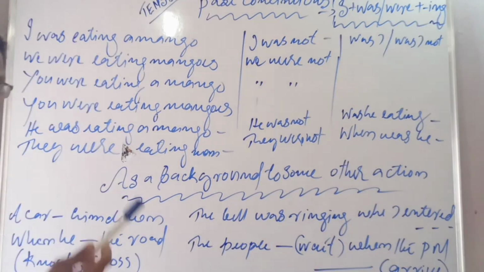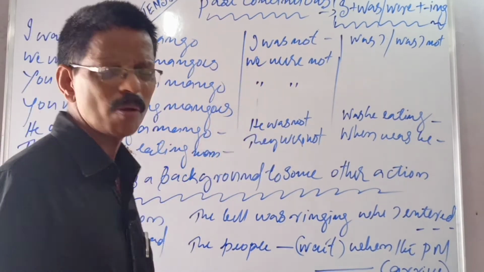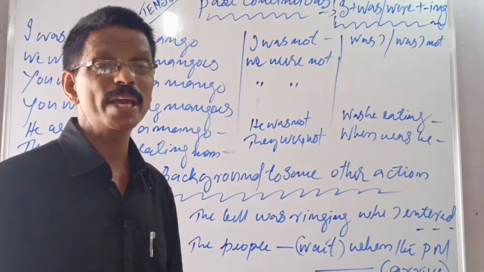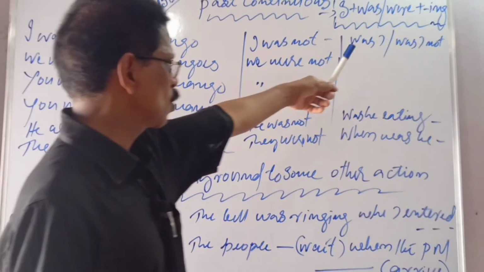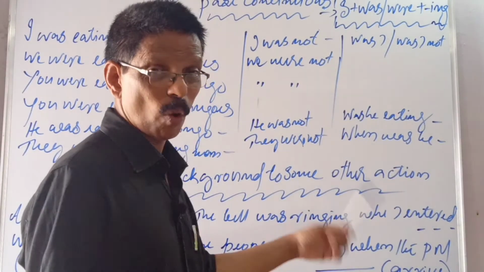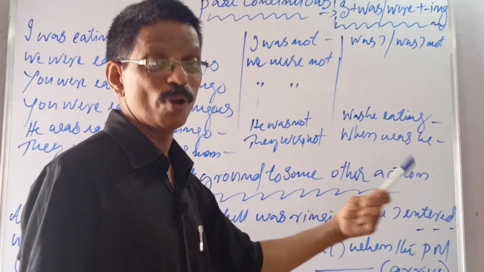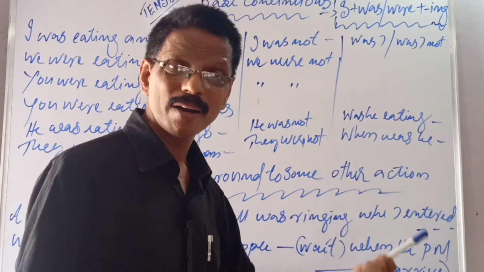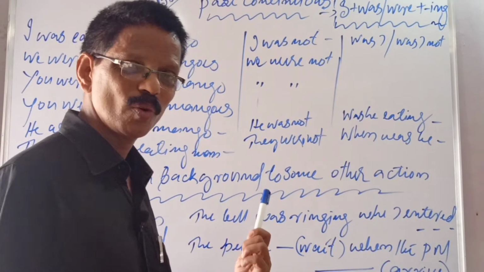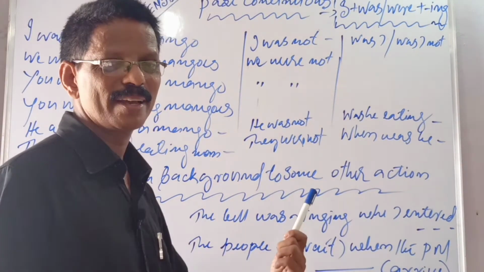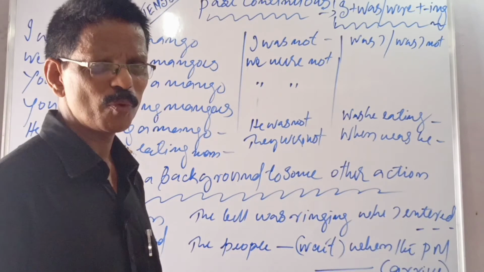Can you change it into negative and into question? I was eating. I was not eating, that's all. Just put a not. We were not eating. He was not eating. That's all. Make a question. Was I? Was he? Was she? Were they? Were you? Were you going to Delhi yesterday? Were you working hard yesterday? Was he? Were they? Auxiliary question.